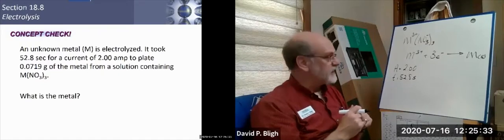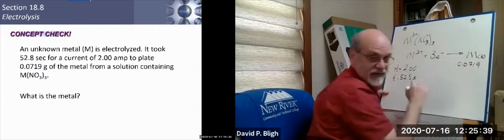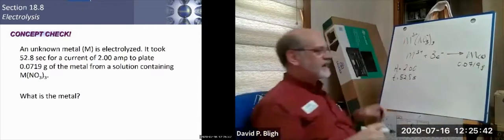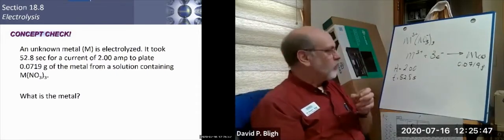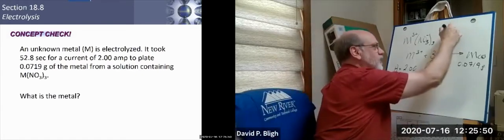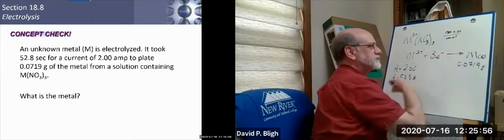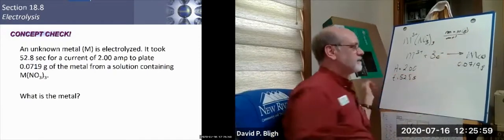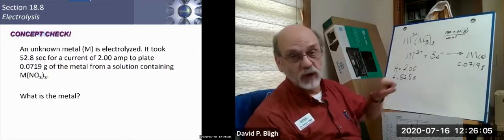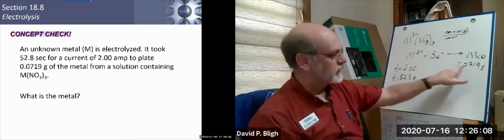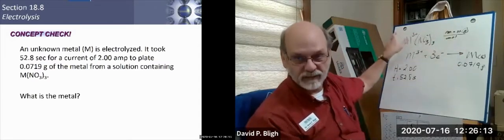And the result is that we end up with 0.0719 grams of metal. Okay. So what do we need to know for molar mass? We need to know mass per mole, right? Mass in grams. So we've got to find both the mass, which we were given, and the moles of metal. How many moles is represented by that mass? We can calculate the molar mass, then we can find our metal.